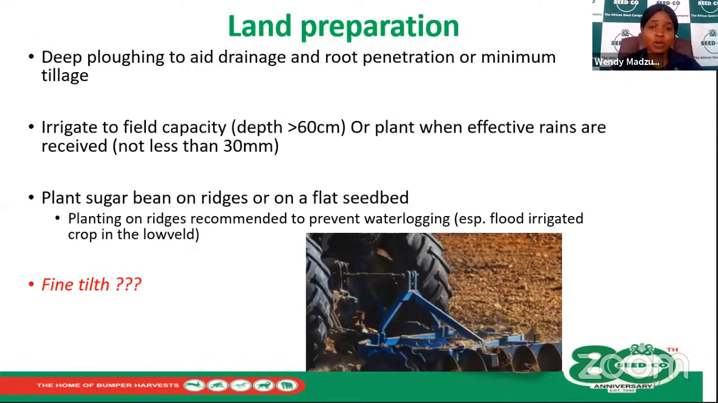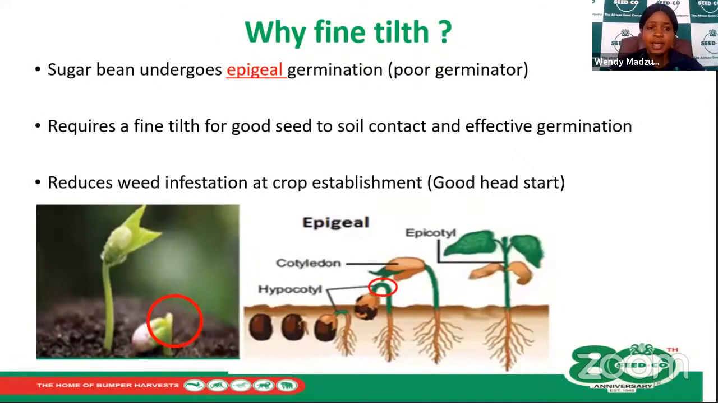Fine tilth is now what we want to talk about. What is fine tilth and how important is it? Fine tilth is important because if you do your land preparation and achieve a fine tilth, it means that you have very fine granular particles of soil. And this will enable a crop like sugar bean, which undergoes epigeal germination, to germinate well. It also requires a fine tilth for good seed to soil contact and effective germination. It reduces weed infestation at crop establishment and therefore gives the crop a good head start.